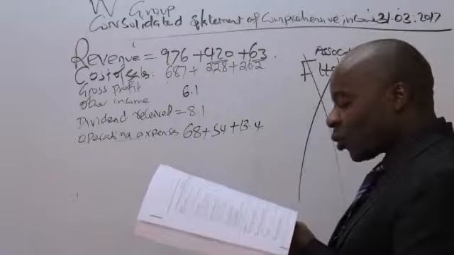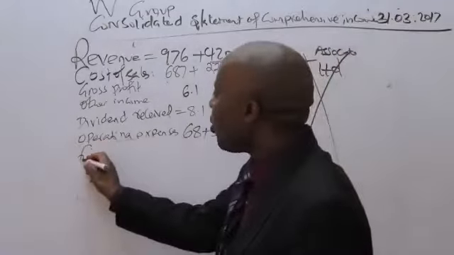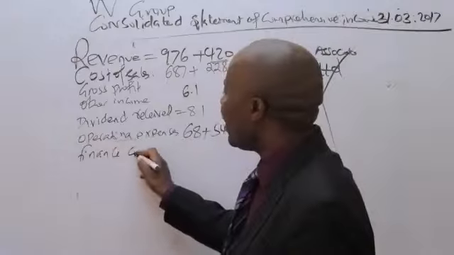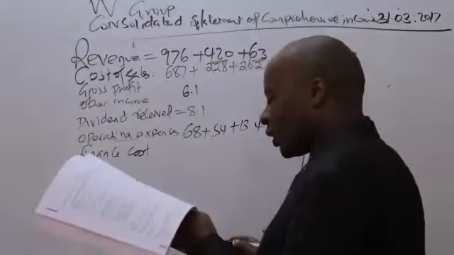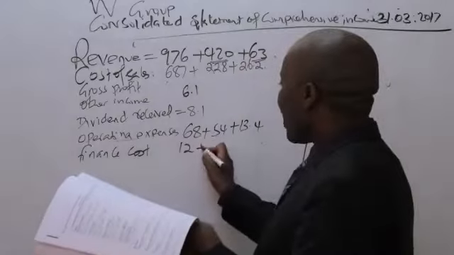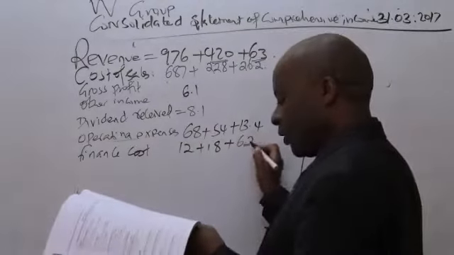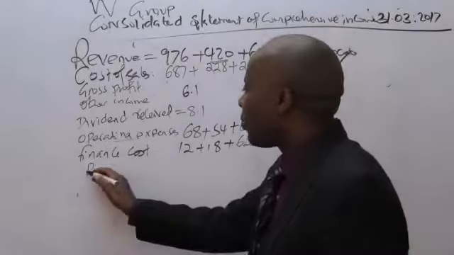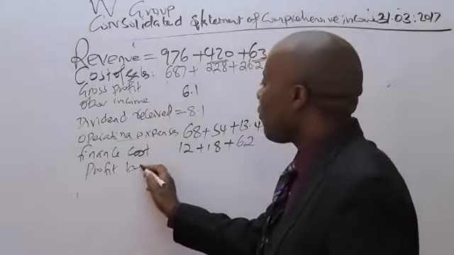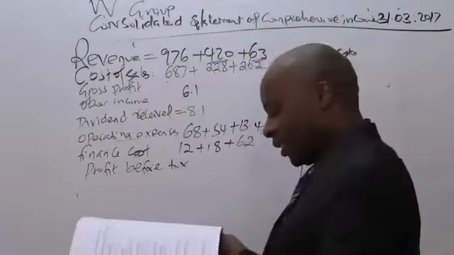From there, we go to the next thing, which is finance cost. So finance cost, what do we have there? I'm consolidating. Finance cost, ladies and gentlemen, I have 12, I have 18, I have 6.2. From there, we have the profit before tax. This one, of course, I will need a calculator later.